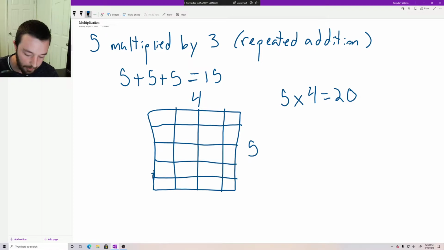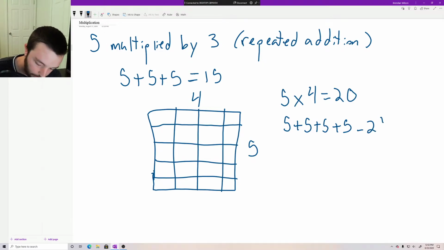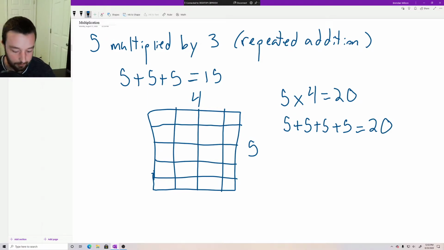If we do it with repeated addition, then we have 5 plus 5 plus 5 plus 5. You can see this is basically just adding up all the columns. There are 5 boxes here, 5 boxes here, 5 boxes here, 5 boxes here. Add them all together to get 20. Sorry, my display is not working properly, so I can't really see what I'm writing, but that looks right.